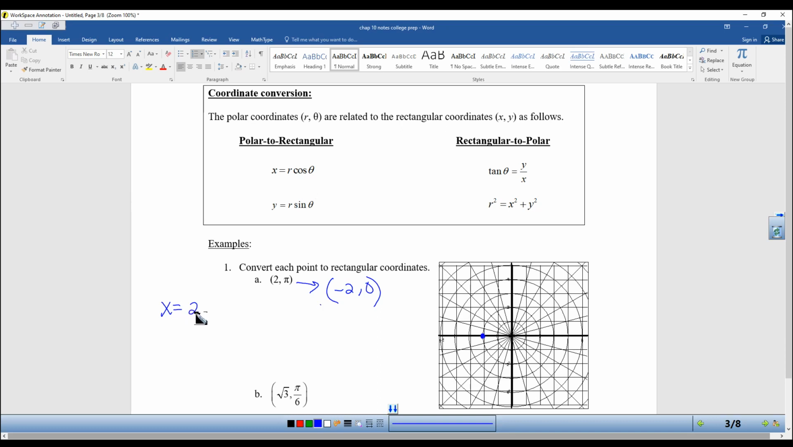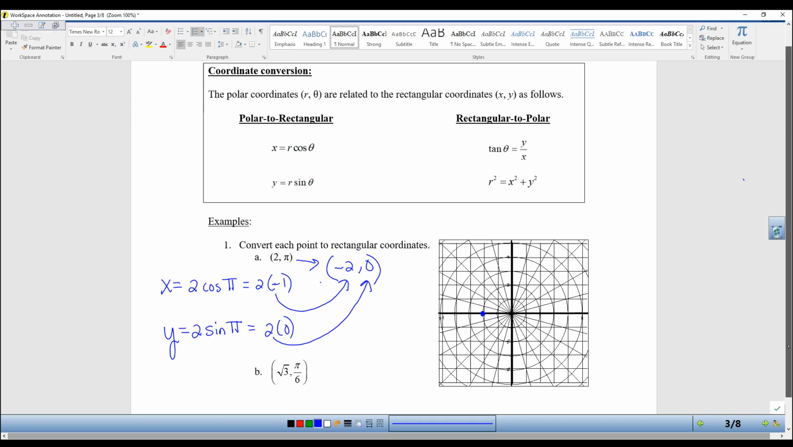X is r, which is 2, cosine of theta, which in this case is pi. Cosine of pi is -1. And so just like you would have expected, 2 times -1 is -2. To get the y coordinate, I do r again, but this time I do sine of theta, which for us is pi. Sine of pi is 0, so 2 times 0, and sure enough, that will give you that. So I personally do both. I use the formula, but then I also graph it to see if my answer sounds correct.